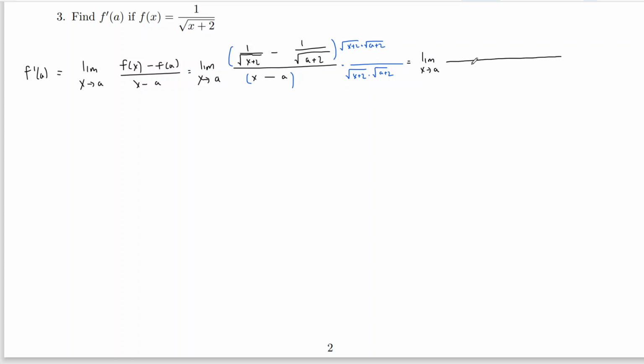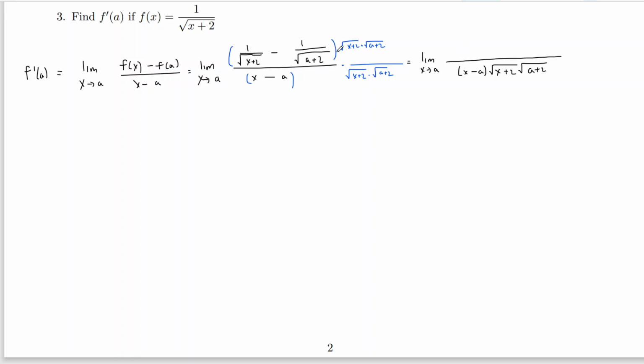All right, so on the bottom, I'm just going to go ahead and do what we always do when we're talking about the denominator of a limit. It's best just to leave it factored. In fact, in general, it's just best to leave things factored when you're doing limits. So we have x minus a times square root of x plus 2 times square root of a plus 2.